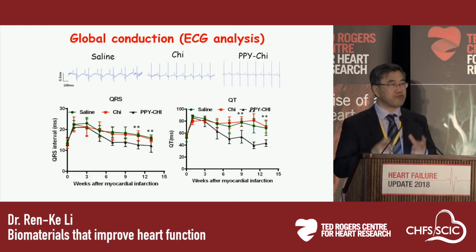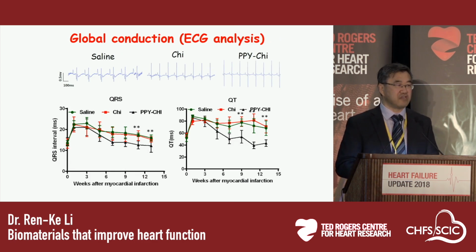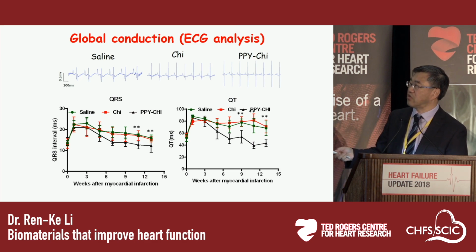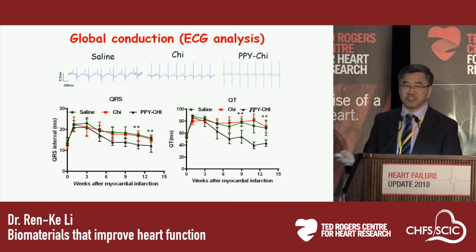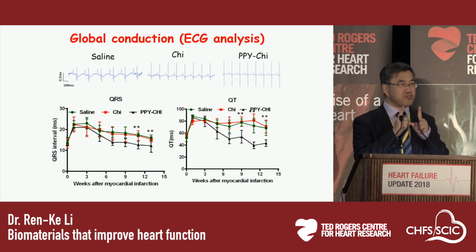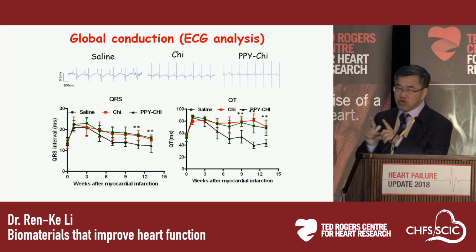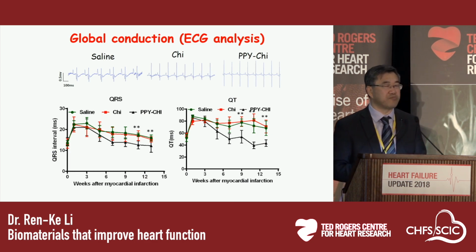So why can the conductive biomaterial reduce the PVCs? We look at the QRS intervals, that is, we look at the ECG. We found the animals injected with the conductive biomaterial had a shortened QRS. We know the wider the QRS, the more likely it initiates arrhythmia, so we can shorten this QRS. That's why these animals have lower PVCs.